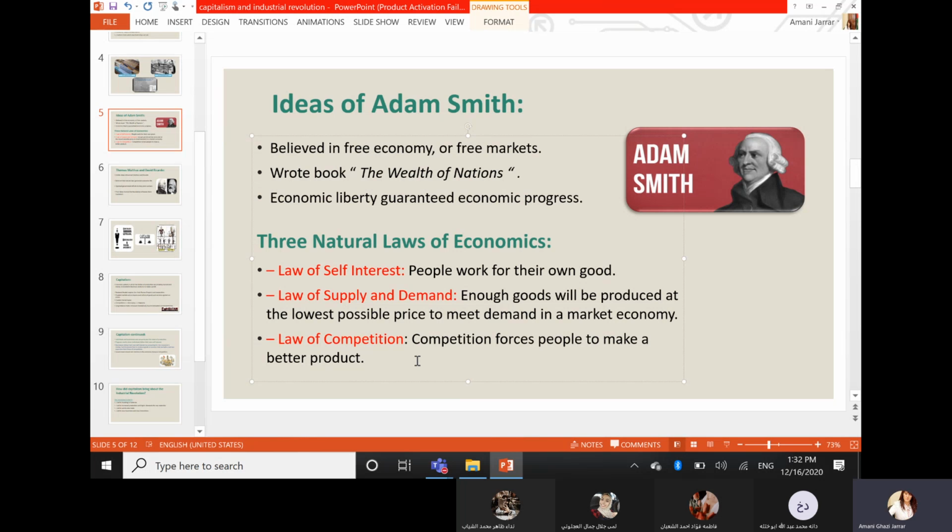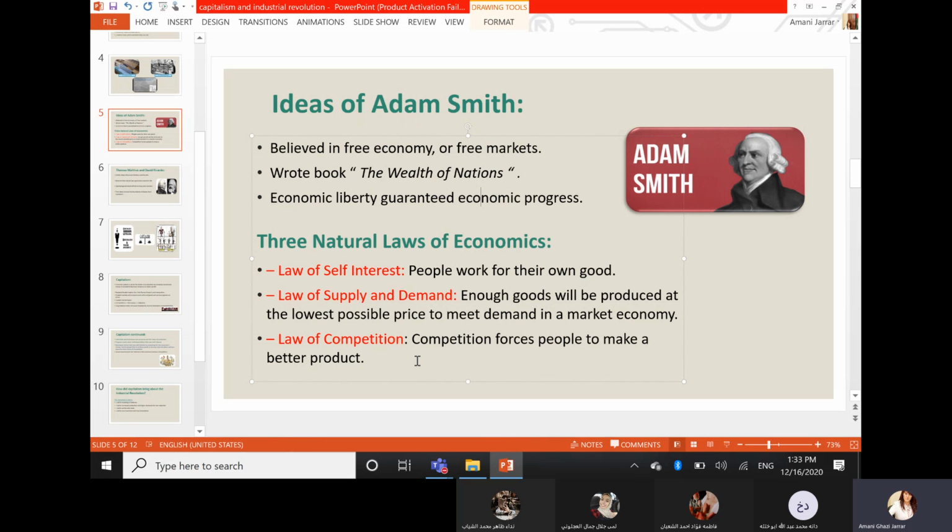Rule 2 is the law of supply and demand. He said enough goods will be produced at the lowest possible price. So he is talking about enough goods, and production based on the lowest possible price. This later gives the idea of competition. So it is the lowest possible price to meet the demand in the market economy. This is a supply and demand issue: the demand is upon the supply, with the lowest possible price to meet the demand of the market.